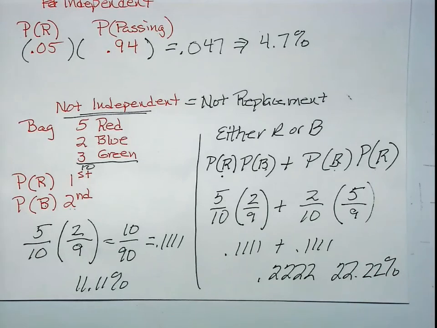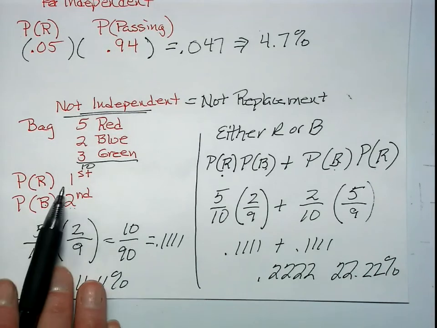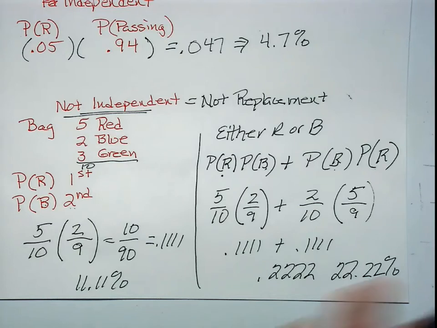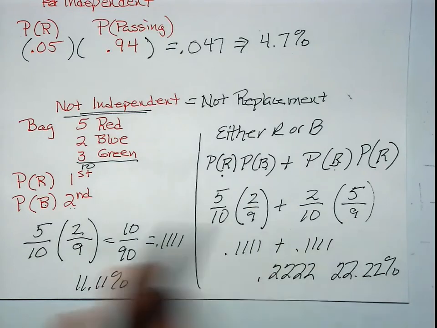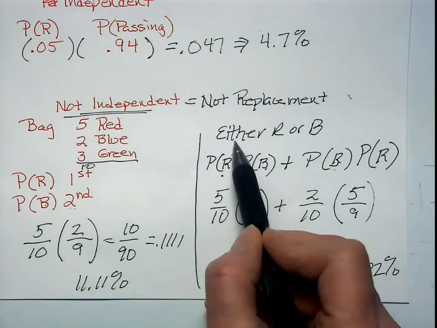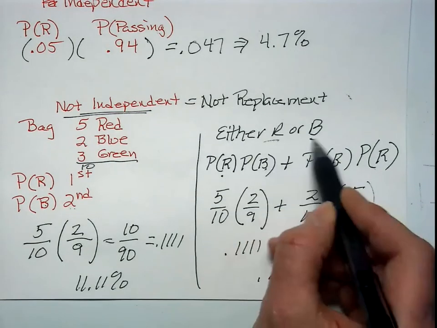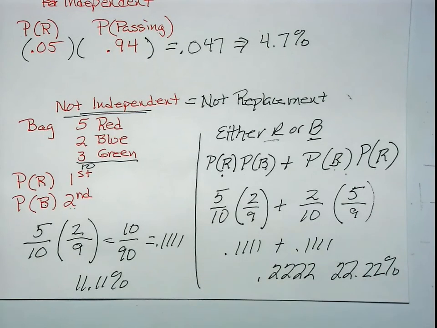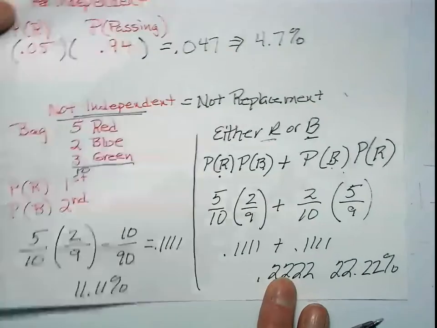Okay, to review that. Again, this one I had to get a red one, and then I had to get a blue one. That was how I wanted, that's how I was going to win. In this example, both of these examples are independent. However, on this example, I said I could either get the red first or the blue first, so I had to add those two probabilities. Okay.